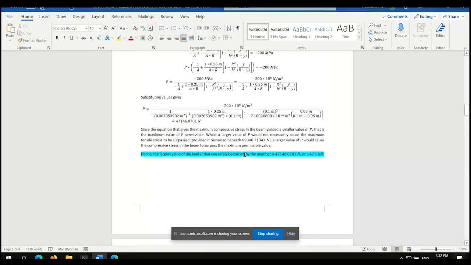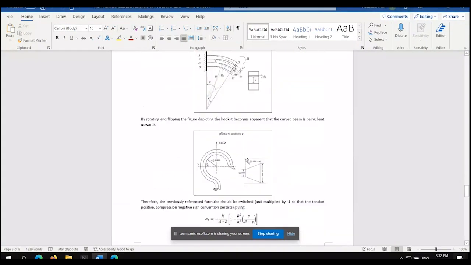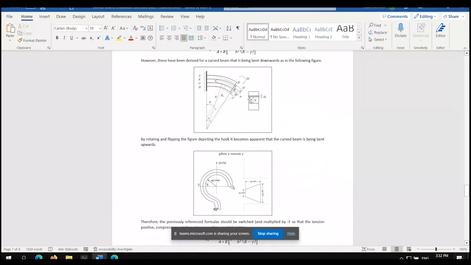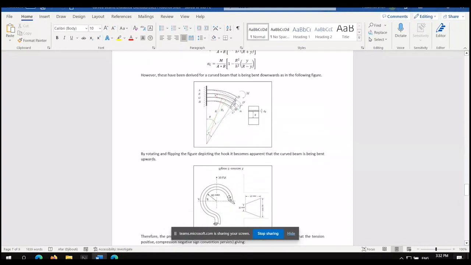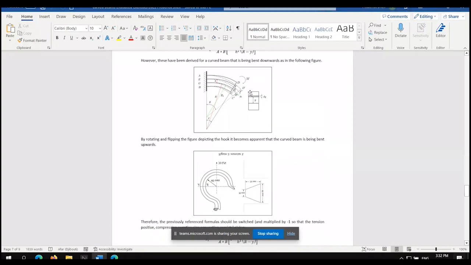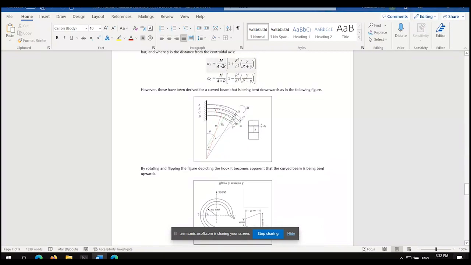So we had the crane hook there, and we derived these formulas in class using this case. But what I realized when I compared it with the crane hook is that this is a beam that's curved in the same way, but the moment applied is in the opposite direction. Okay. So then I had a look around online, and it seemed that the formulas presented here are invalid for this case, and they should actually be switched.